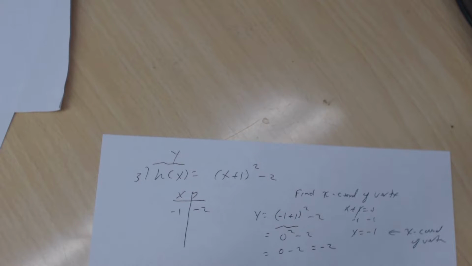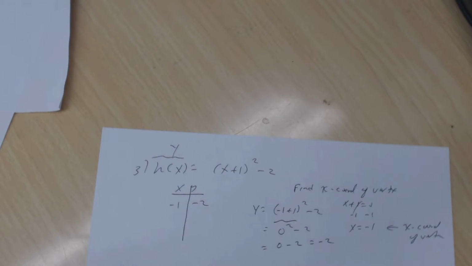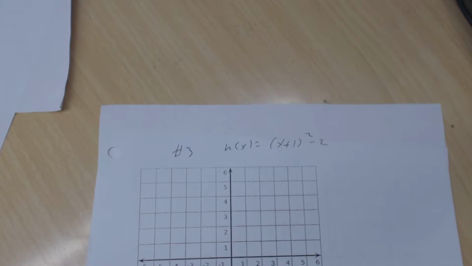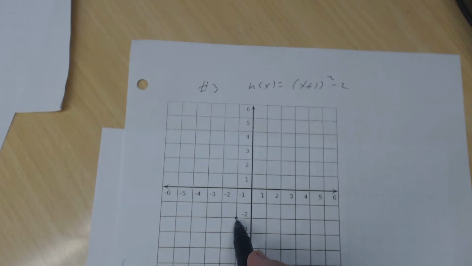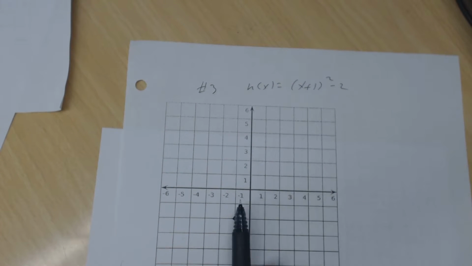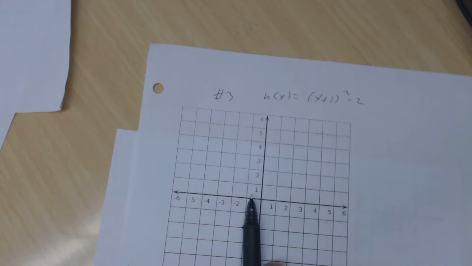So basically, I found the vertex. For h of x equals x plus 1 squared minus 2, the vertex is negative 1, negative 2. Yep, right here. Okay, so that's the vertex, negative 1, negative 2. And so all I've got to do is pick 2 x coordinates on the right, and then use the idea of symmetry to find the points on the left.